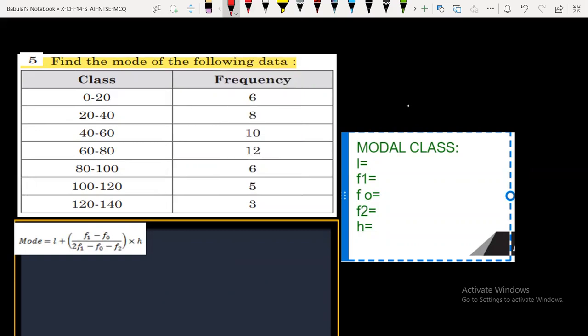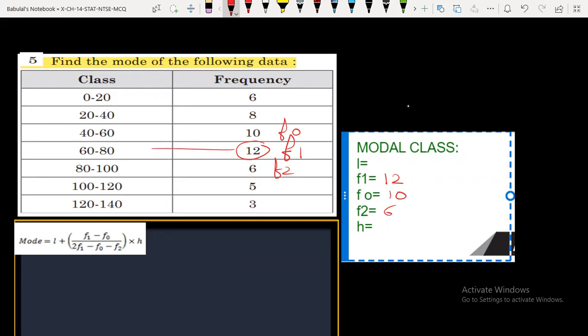In this question, first of all, we have to check whether the class interval is continuous or not. Yes, it is continuous, so no problem at all. And the highest frequency is 12. So this is f1. The one just above it is f0, and just below it is f2. So f1 we can write 12, f0 we can write 10, and f2 we can write 6.